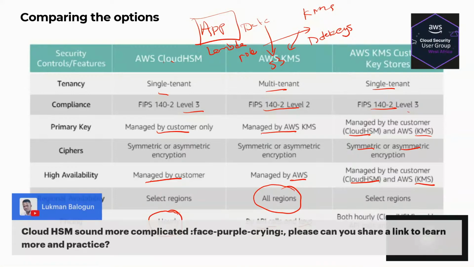Lukman asked, CloudHSM sounds more complicated. Can you share a link to learn more? Yes, I will share some information. It's actually not complicated if you think about it. It's just a dedicated appliance. For KMS, you're using shared appliances with other customers. But in this case, you have a dedicated appliance that's not shared with any customer. So this is a dedicated physical appliance for generating encryption keys, right? So that's what it is.